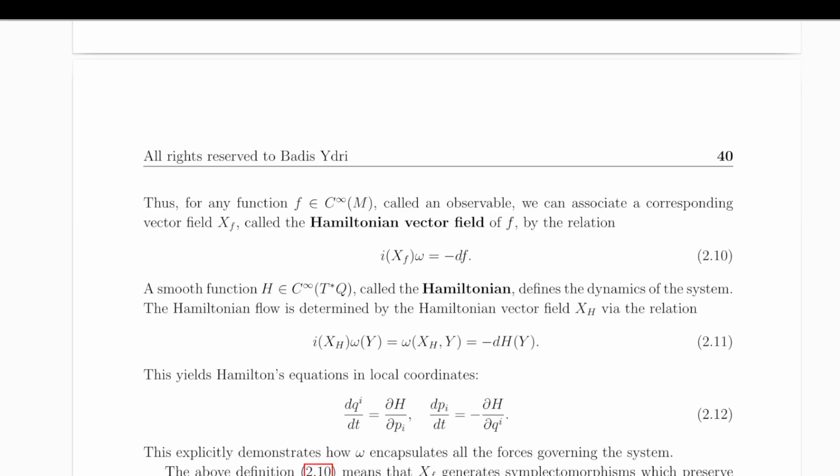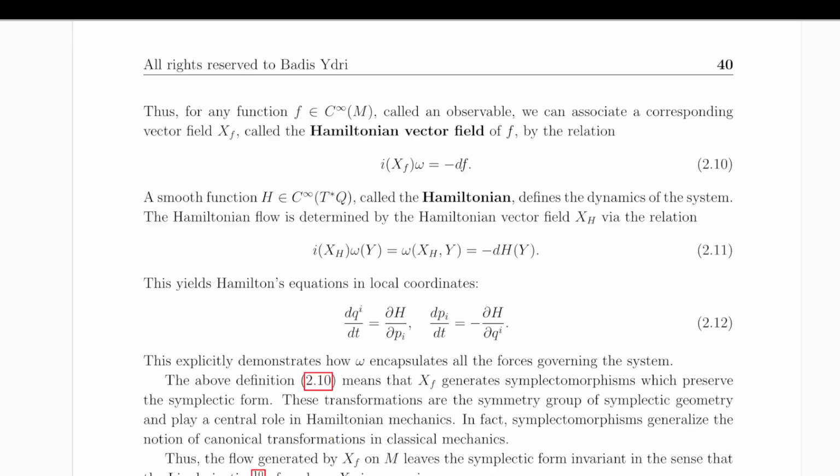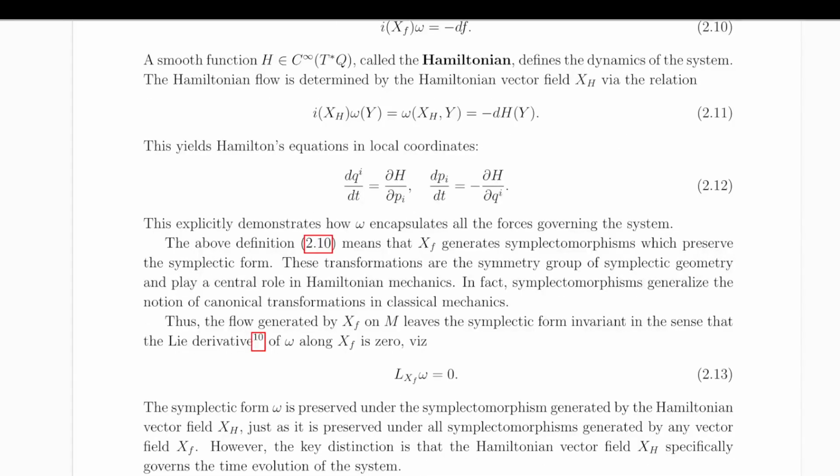This relation determines X_f uniquely. In particular, a distinguished function, the Hamiltonian, governs the evolution of the system. Its associated vector field, X_H, dictates the time evolution according to Hamilton's equations. In local coordinates, Hamilton's equations take the familiar form.